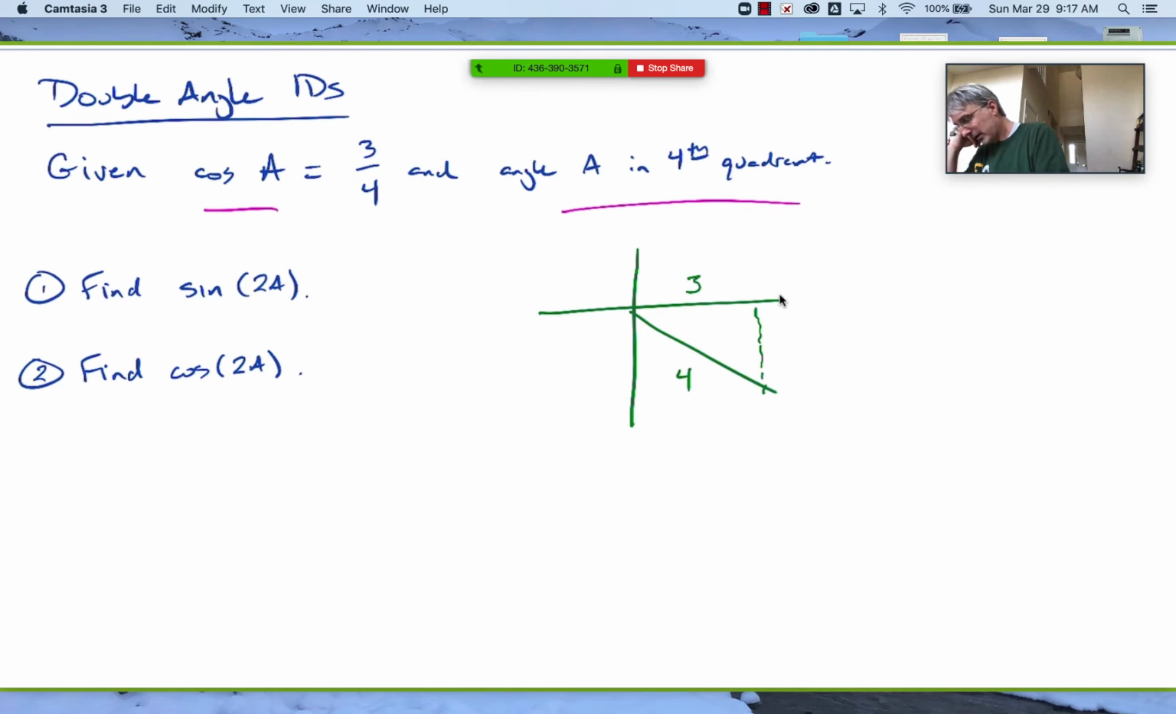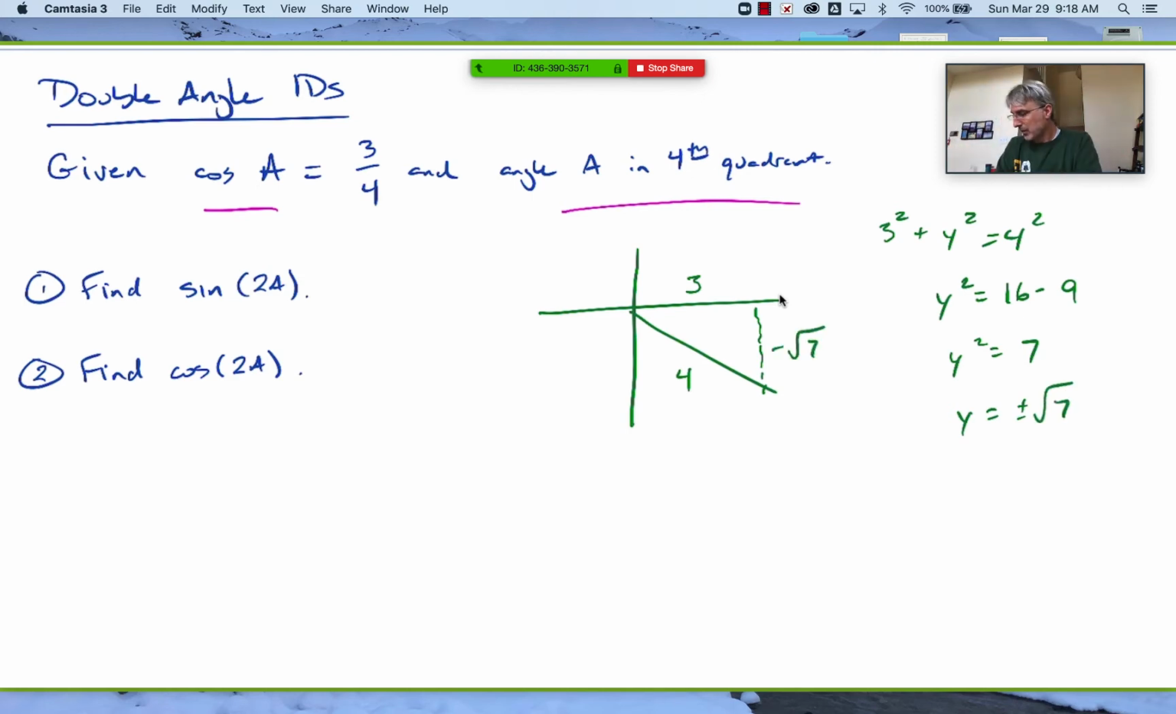And so I'm going to say 3 squared plus y squared equals 4 squared. Y squared equals 16 minus 9. So y squared equals 7. Y equals plus or minus the square root of 7. And so this missing side over here is going to be minus the square root of 7. And this is my angle A, if I want to think of it that way.